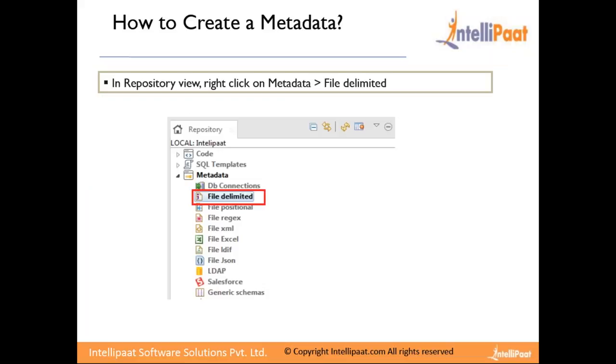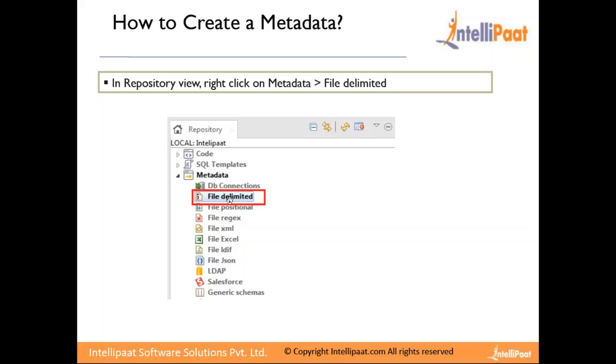To create metadata in our Talend, we have an option under the repository view called Metadata. There you can see multiple options, such as DB connections, which is used to create database connection metadata, then file delimited, which is usually for CSV files, then positional, then regex if you have any. You can also create XML metadata. The same is true for Excel, JSON, and LDAP, and others if you require.